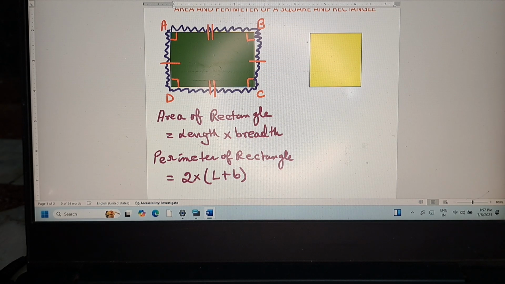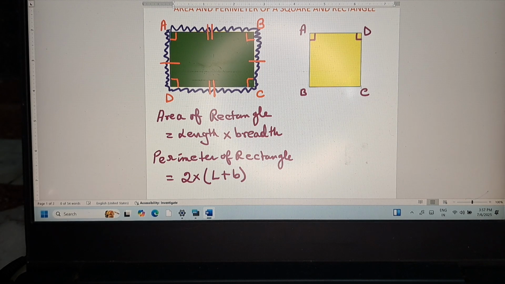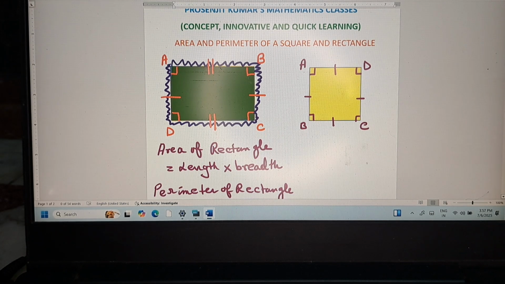Now coming back to the square, first let us mark the vertices of the square A, B, C, D. I have used the anti-clockwise direction to mark the vertices, and here also the vertices are 90 degrees, all the corners are 90 degrees, and the most important thing, in case of a square, all the sides are equal.